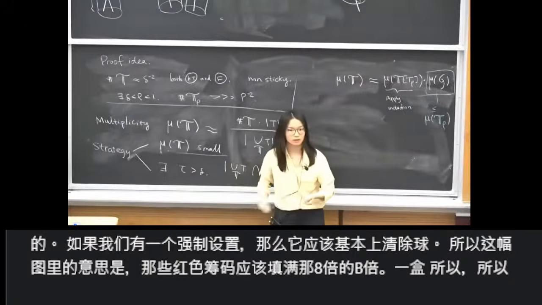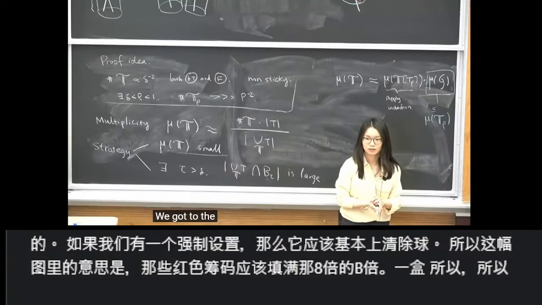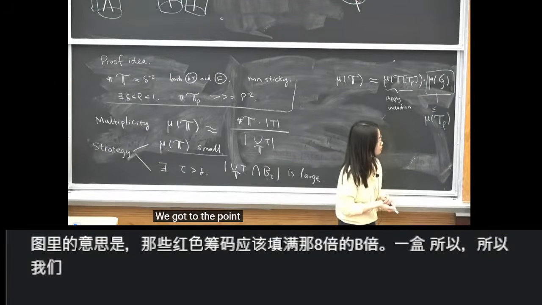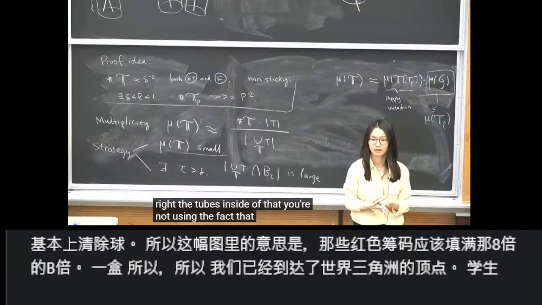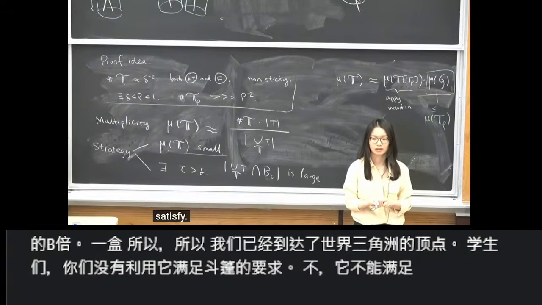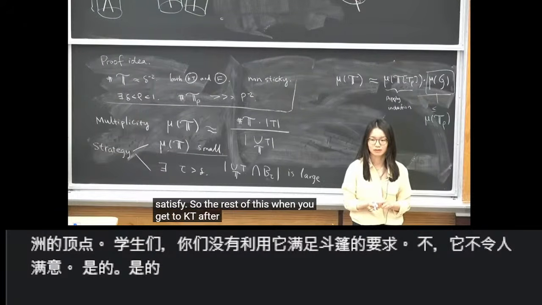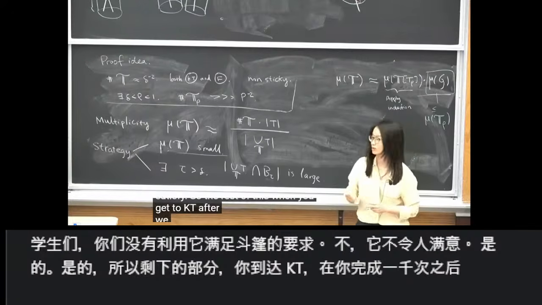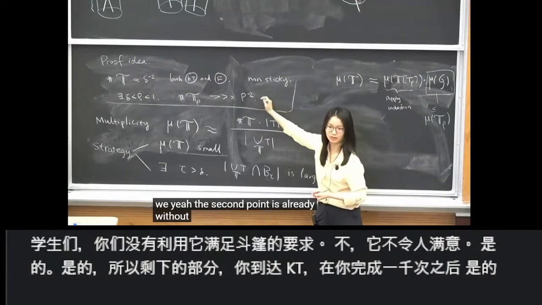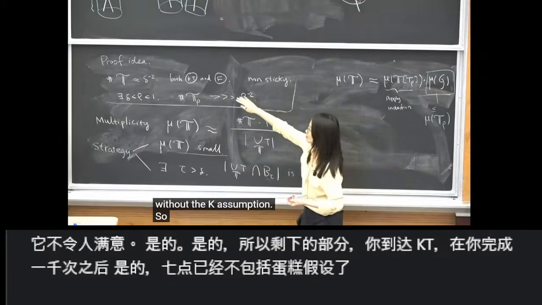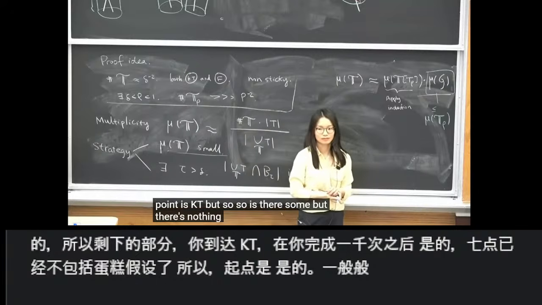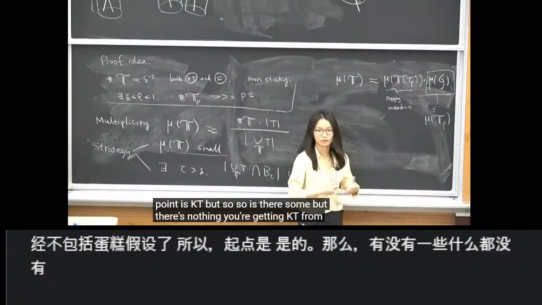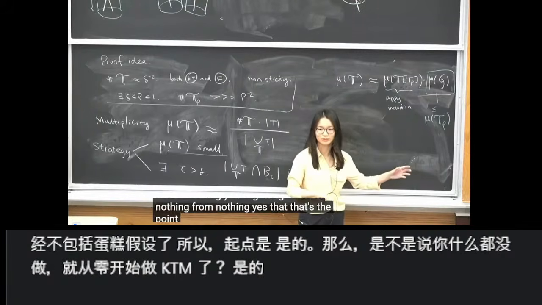Let me just say one more time. When you get to the point of the delta over rho ball tubes, the tubes inside of that, you're not using the fact that it satisfies Kakeya. It doesn't satisfy. So the rest of this, when you get to K T and F, you're doing it without the Kakeya assumption. The starting point is already without the Kakeya assumption. So you're getting K T and F from nothing. From nothing. Yes, that's the main idea.